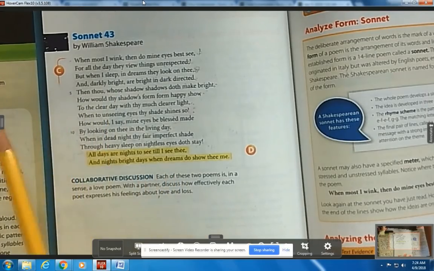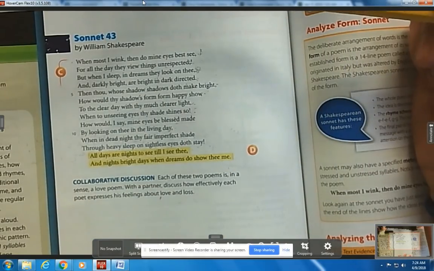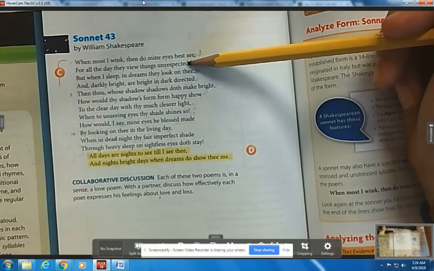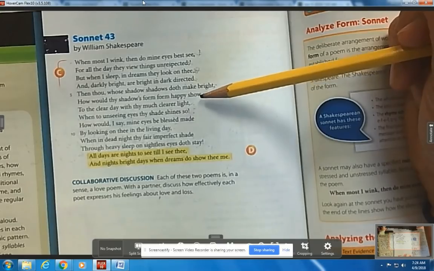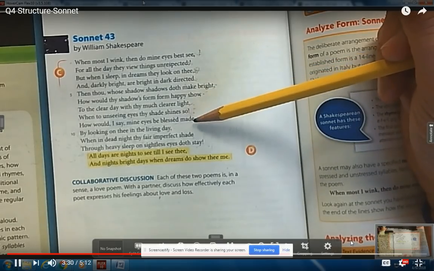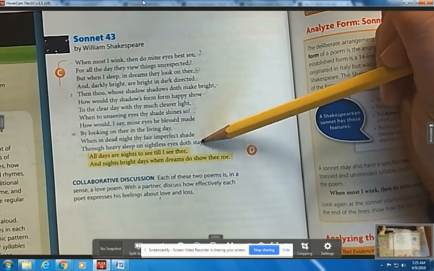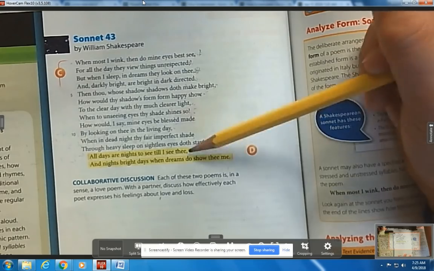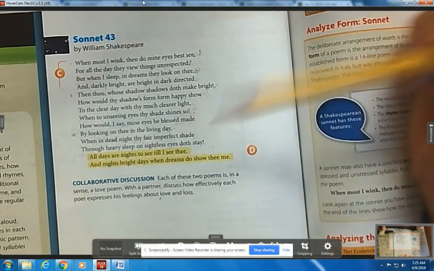So within this piece, it's definitely a sonnet. You can see clearly the ABAB rhyme scheme. So C rhymes with E: there's your A's, unrespected and directed; B's, C's are bright and light; D's show and so; E's made and shade; F's day and stay. Notice how it's every other line that rhymes until we get down to that GG couplet at the end, where thee and me both rhyme. So it is establishing that.